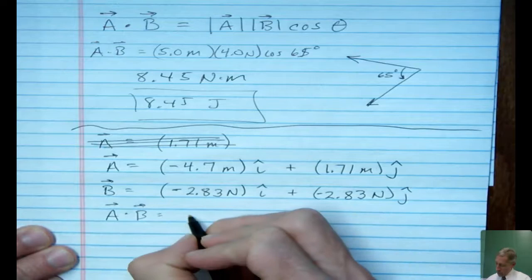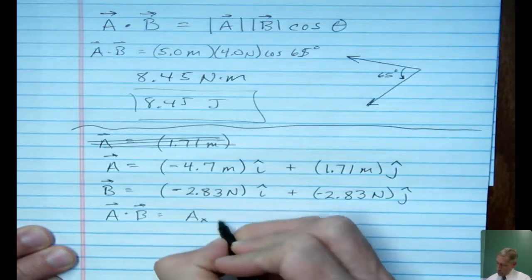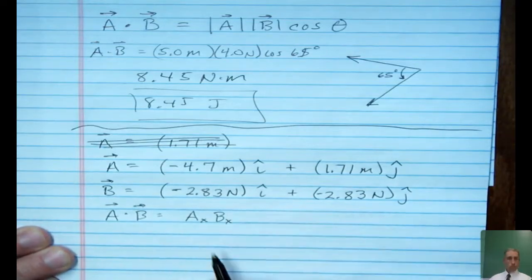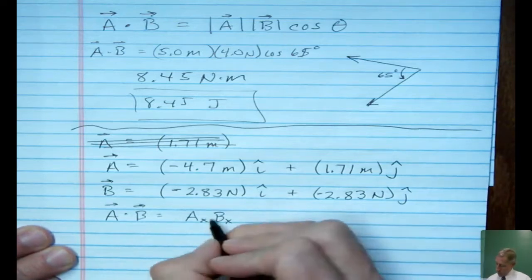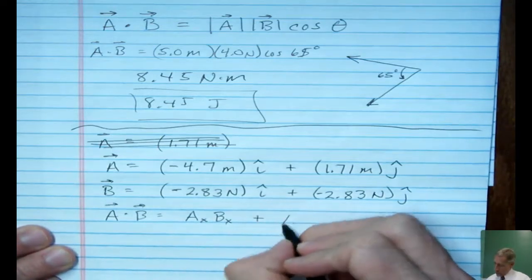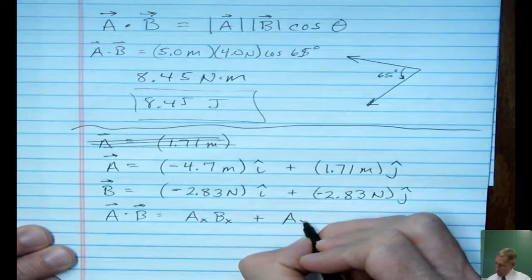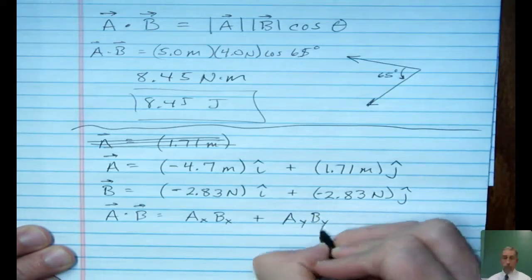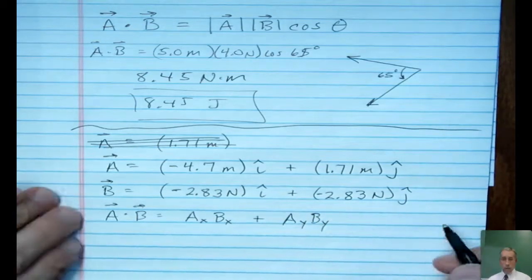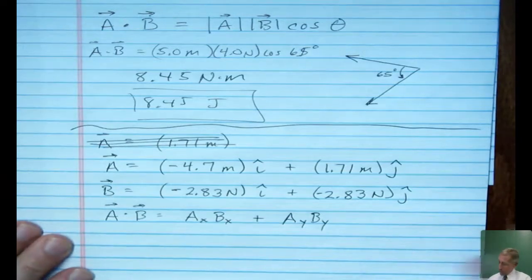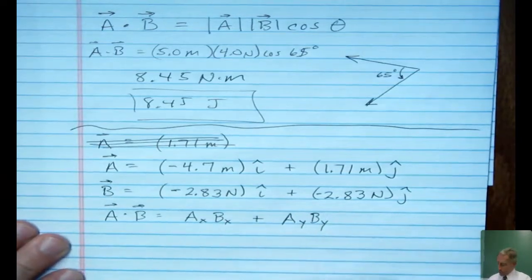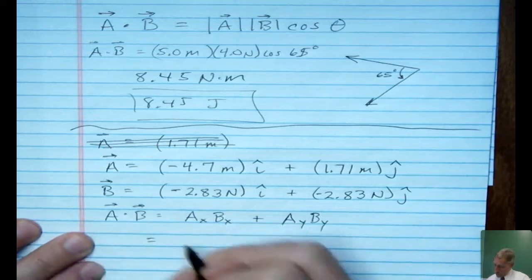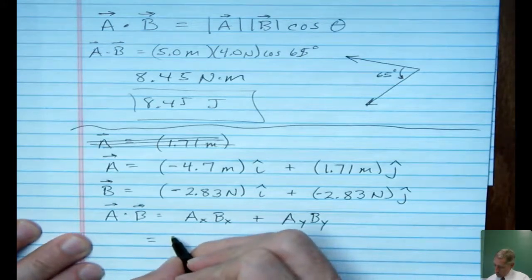So it's the product of each of the components, ax times bx, and then you do that for all the pairs of components that you have, ay and by, and if you had a three-dimensional vector, you'd have az and bz, and then when you're done multiplying, you just add them together.